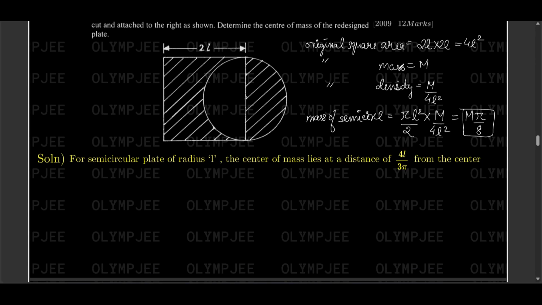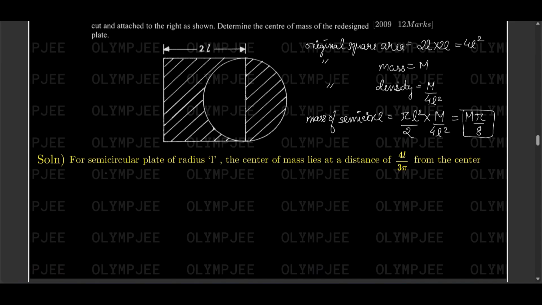So now we calculate the center of mass. So we know that for semicircular plate of radius L, the center of mass lies at a distance of 4L by 3π from the center. Right, center is this for the semicircle.